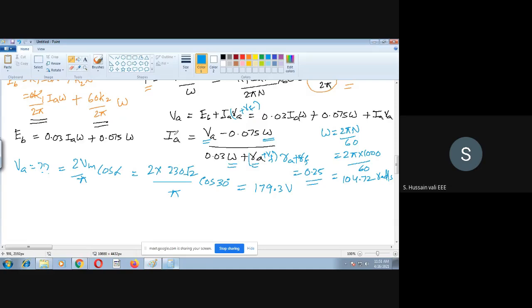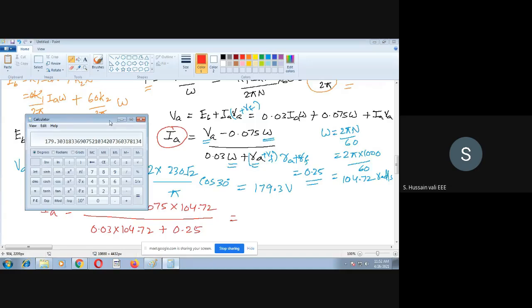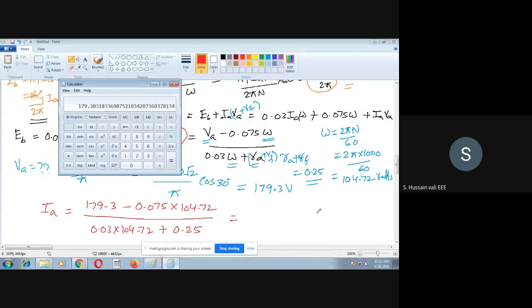Now we got everything to find out what is IA. So IA is equal to 179.3 minus 0.075 into omega. Omega value is how much? 104.72, whole divided by, now everything we got, 0.03 into 104.72 plus 0.25. We got everything. So if we simplify this, then only we'll get the value of IA.